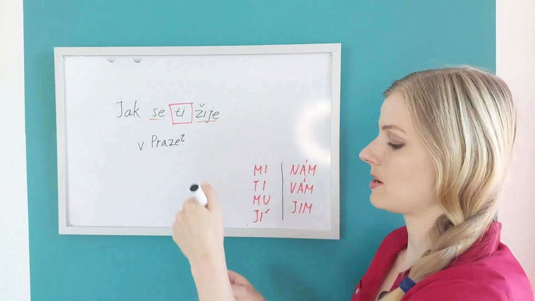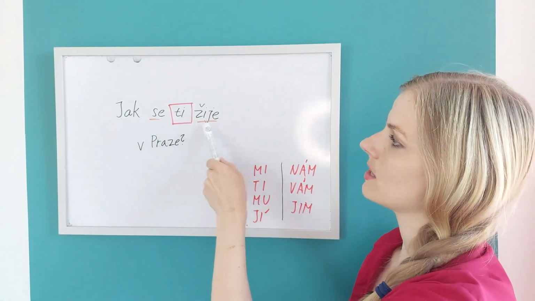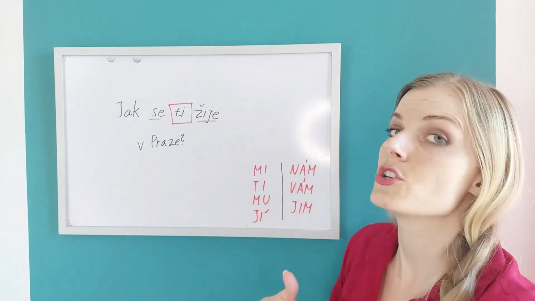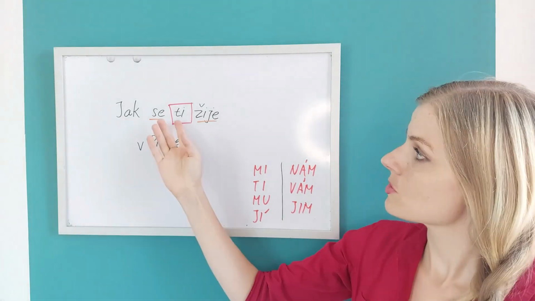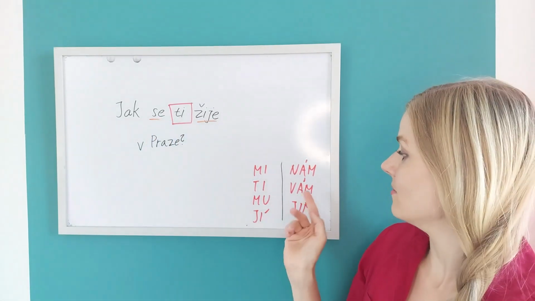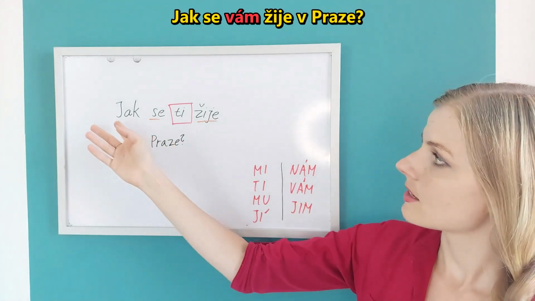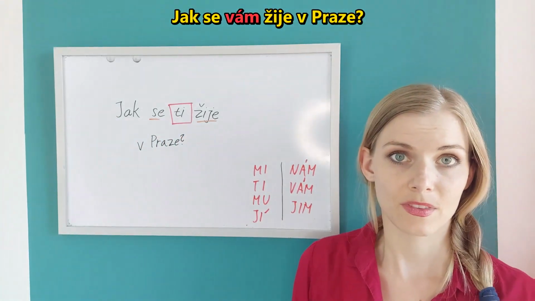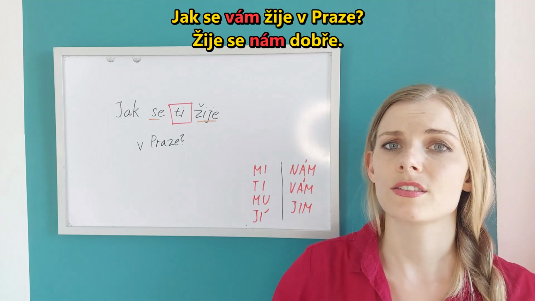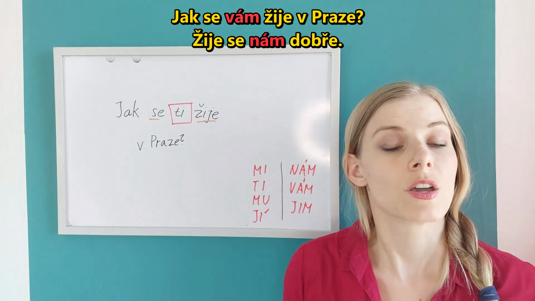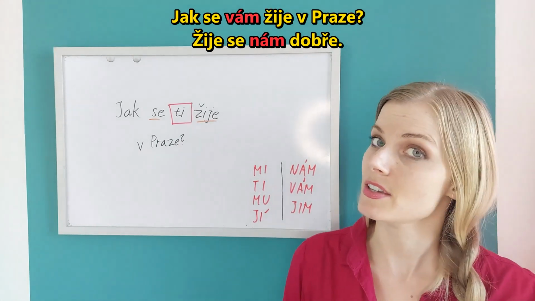Jak se ti žije v Praze? How is life treating you in Prague? How are you enjoying living in Prague? You could also replace ti by vám. For instance, jak se vám žije v Praze? And you could answer, žije se nám dobře. We like it here. We like living here.